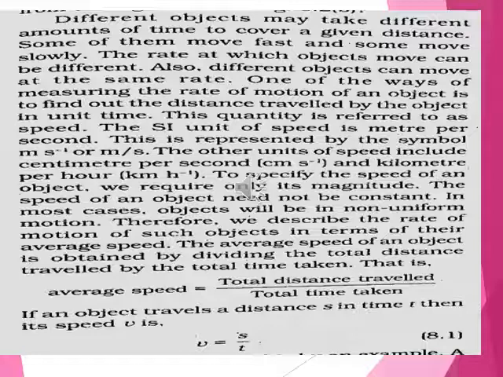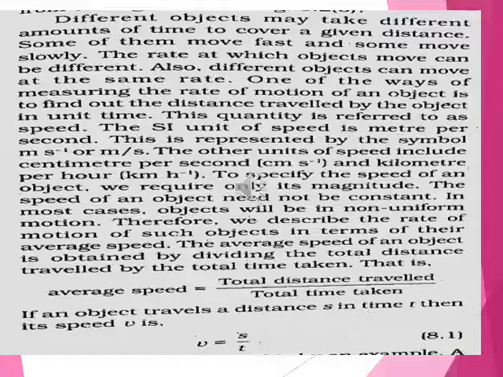The speed of an object need not be constant. Naturally, while moving around in a crowded place, we are not able to maintain our speed. It is not uniform, and therefore for a particular object the speed need not be constant. In most cases, objects will be in non-uniform motion, and therefore we describe the rate of motion of such objects in terms of their average speed.